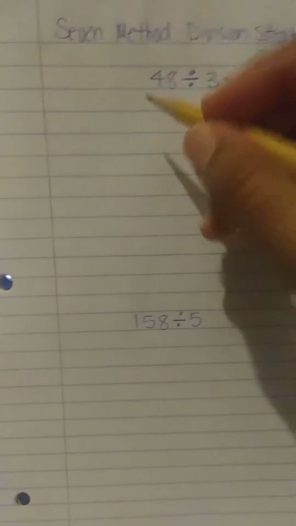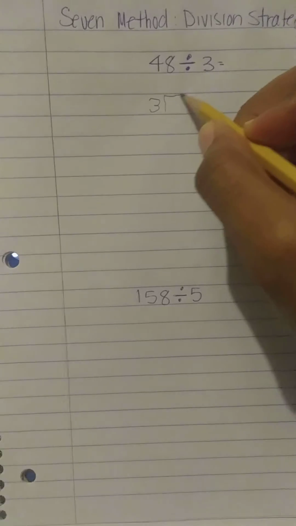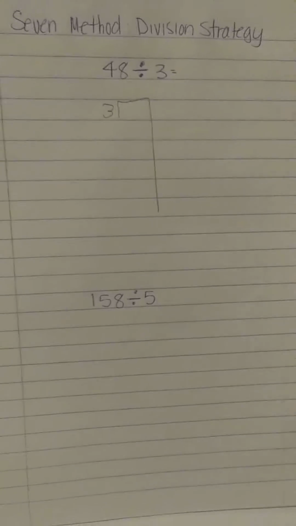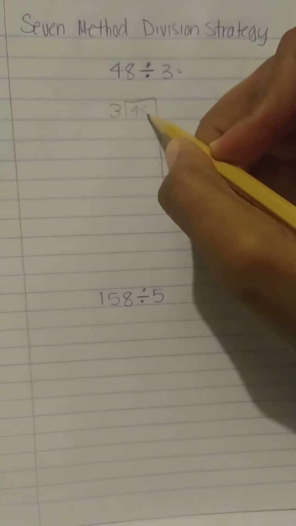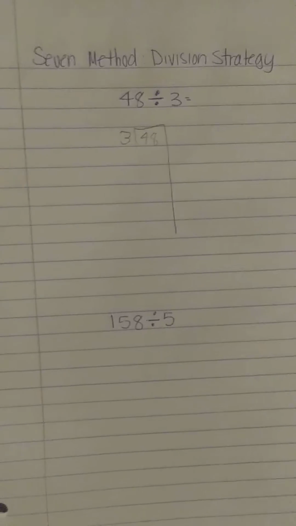So we would start by setting up our division symbol, which looks like 3 on the outside. Then bring this here. That's your symbol. Then you put your 48 on the inside. And you ask yourself, how many groups of 3 go into 48? Let's start with 10 groups.